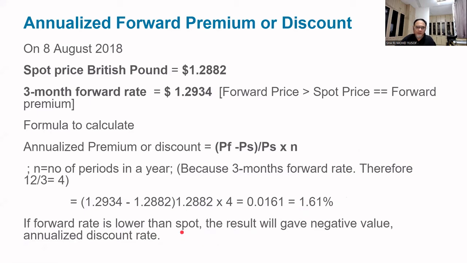This just shows how to calculate the annualized forward premium or discount for future transactions.